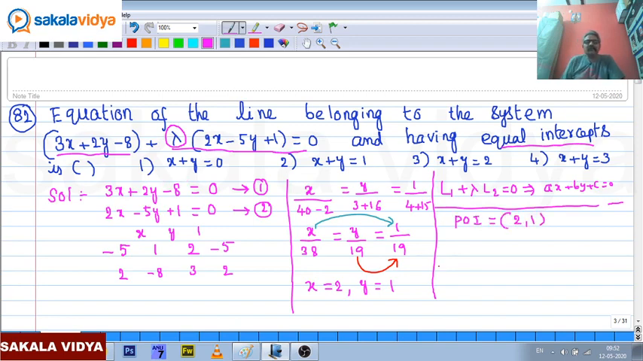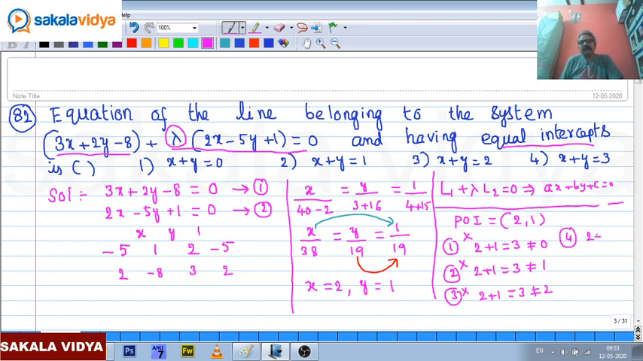Substitute in the options. First option 2 plus 1, 3 does not equal to 0. First option is ignored. Second option 2 plus 1 is equal to 3 does not equal to 1. Second option ignored. Third option 2 plus 1 is equal to 3 does not equal to here 2. So now go to the fourth option. 2 plus 1 is equal to 3. Yes, fourth option is the right option.